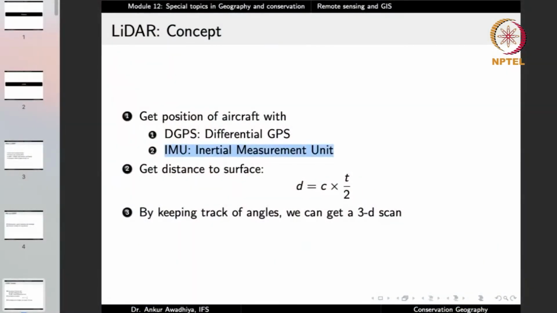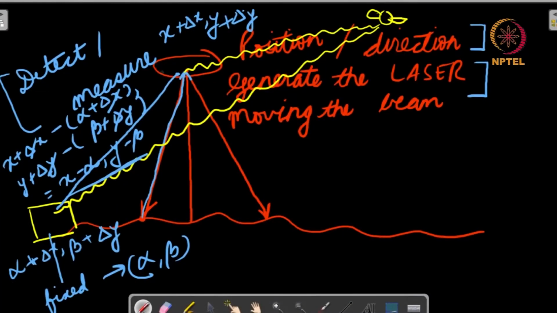Now with that information combined with the information from the differential GPS, we exactly know the location, speed, acceleration and tilt of the aircraft at the time when the laser beam was generated. And so we exactly know the location of the aircraft. So this is done. The first thing that we needed was the position and direction of the aircraft, that we now very well know.